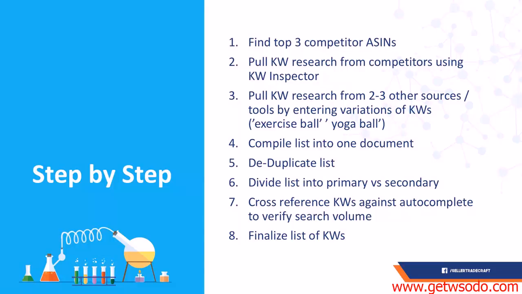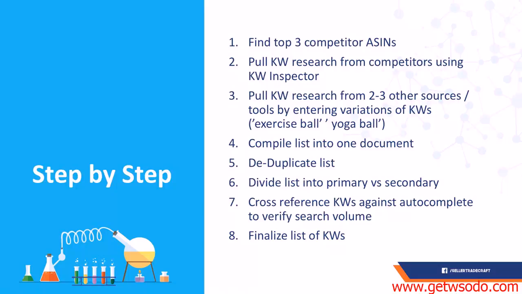All right, so let's tie this together all step by step. Number one, what we want to do is we want to find the top 3 competitor ASINs. So I like to get these ASINs and then I will plug them into a tool like Keyword Inspector or Seller Tools to basically pull keywords that our competitors are ranked for and add that to my list of keywords.